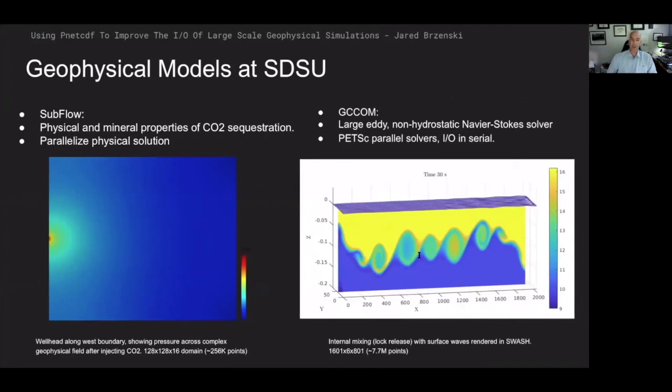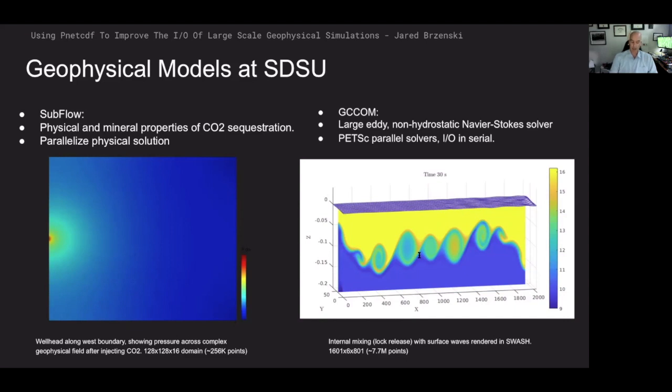Here at SDSU, I've been working with two large geophysical models. Subflow models the chemical and physical properties associated with CO2 sequestration. The physical properties are solved in parallel among up to 120 processes, while the chemistry solver is solved in serial, which means on a single process. And the input-output for this model is done in serial, with a single process reading and writing all the data.